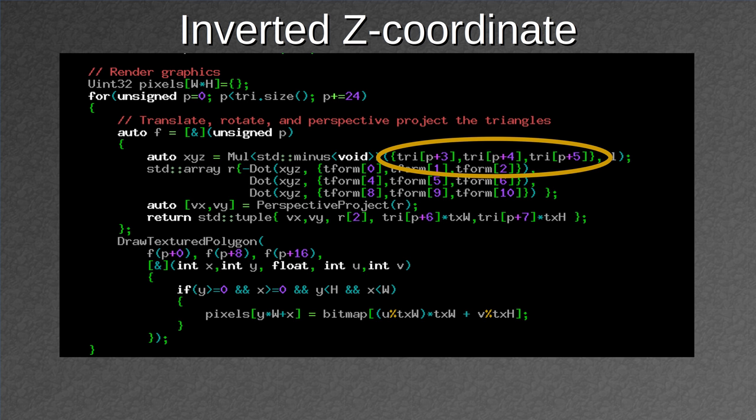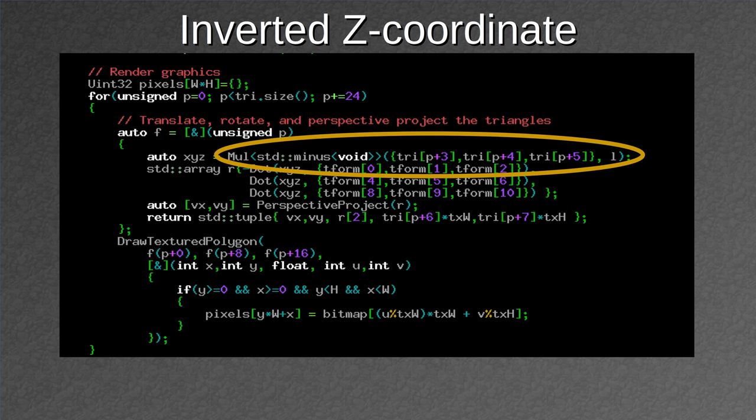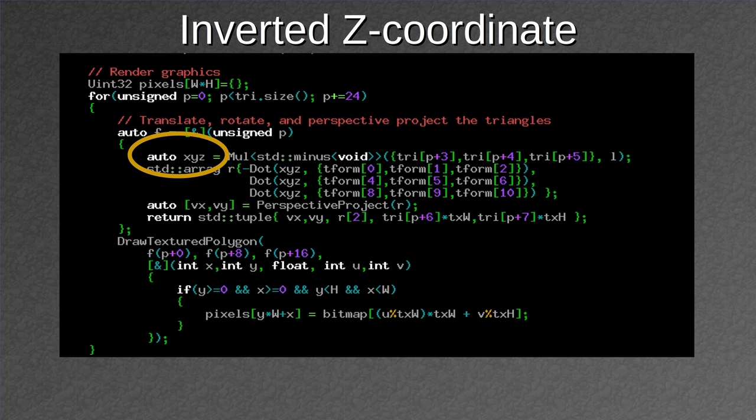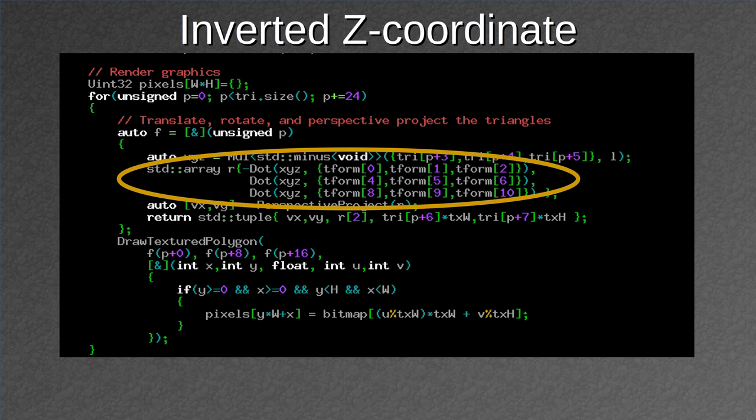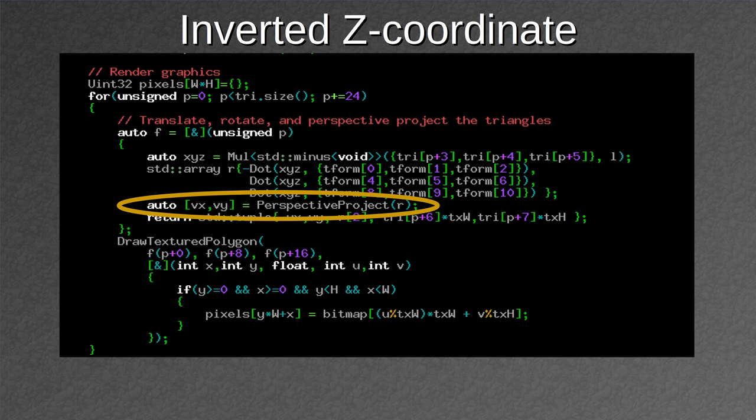Here we take the XYZ coordinate from the corner of the polygon in the world. Then we subtract the player's position from it, so that we can pretend the player is in the center of the world. This produces a vector called XYZ. Then we multiply the XYZ vector with the rotation matrix. This rotates the world so that everything that is in front of the player has a positive Z coordinate and everything else has a negative Z coordinate. The result is an array called R. Then we produce two-dimensional screen coordinates Vx and Vy by applying perspective projection to the array. You know, perspective projection. This thing.